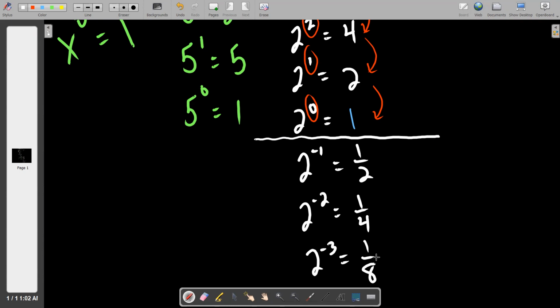Good. Exponents are neat. All they really are is repetitive multiplication. If you think about it, if I'm repeatedly multiplying something by itself, as I shrink my exponents, then I'm repeatedly dividing by itself. And that's why we would do that. So good. All right, so you have all the prerequisite knowledge now to get through the next part.